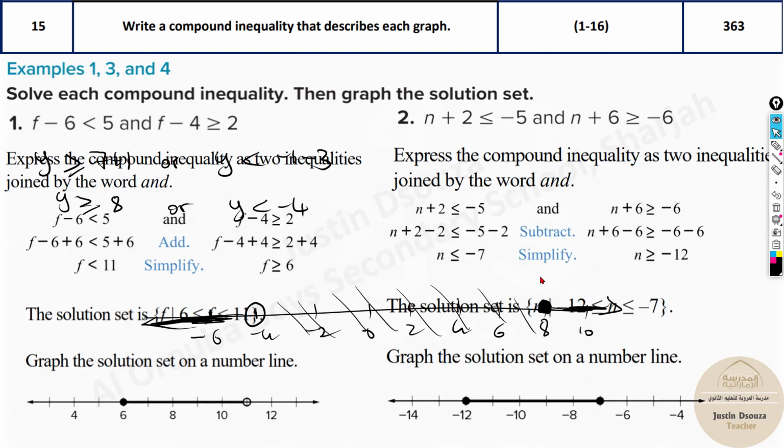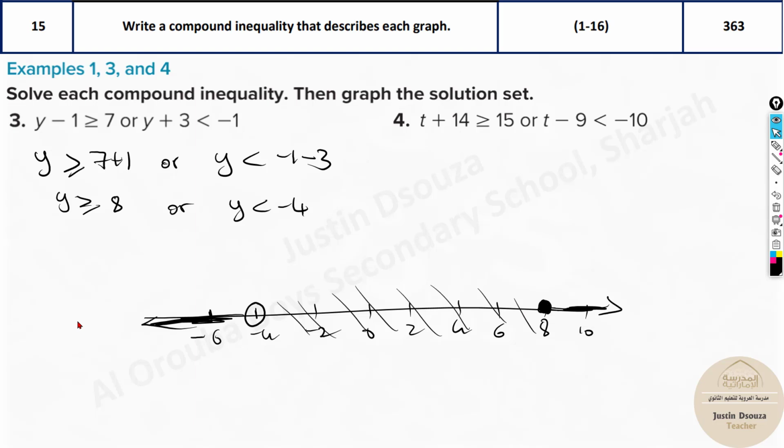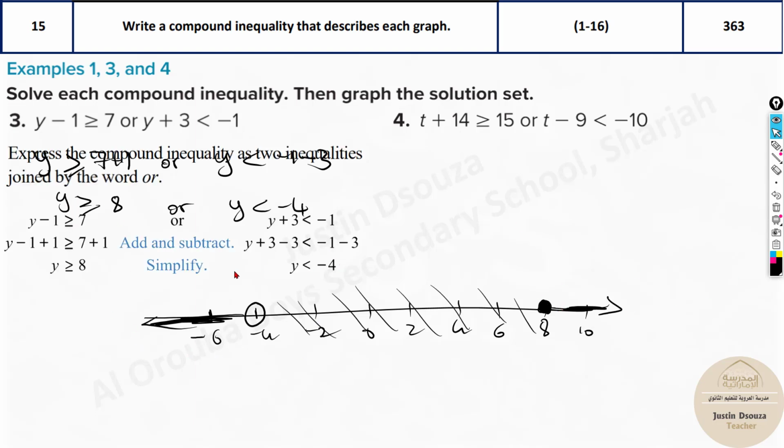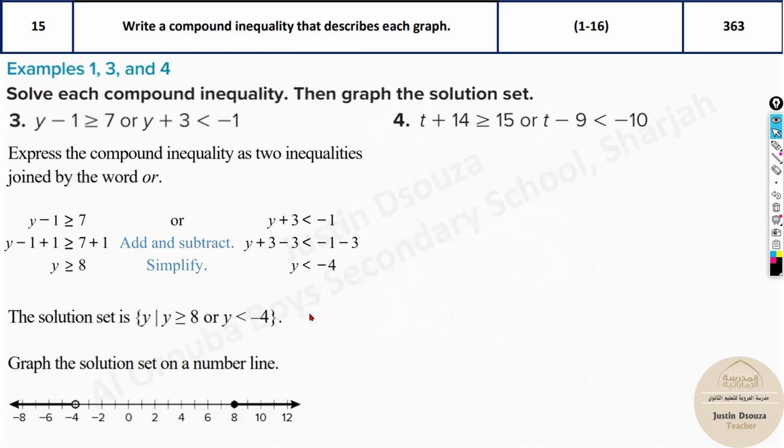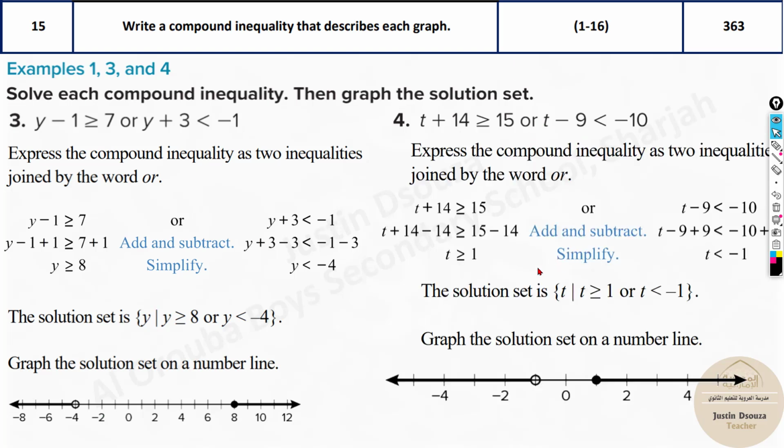See, in the previous format, when we write like this, it should be within that range. Here, it's not like that. We have to write them separately. Y is less than negative 4 is one part of the solution, or y is greater than 8. That's it. Here there are two separate things. You don't write them together. They're separate. You should write or, and this is the answer. Same way over here, you will get two separate answers. You write or and differentiate it, and when you graph it, it will be like this. This is how we solve them.